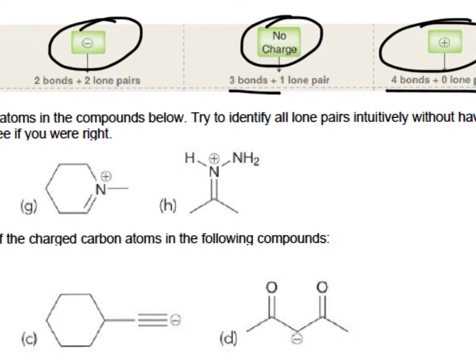For H, we have 2 nitrogens. One with a positive charge. It has 4 bonds. We don't need to draw in any lone pairs. For the other nitrogen, it has a 0 formal charge. And even though the bonds to the hydrogen aren't drawn in, there are 2 of them, so that nitrogen has 3 bonds and it needs 1 lone pair.